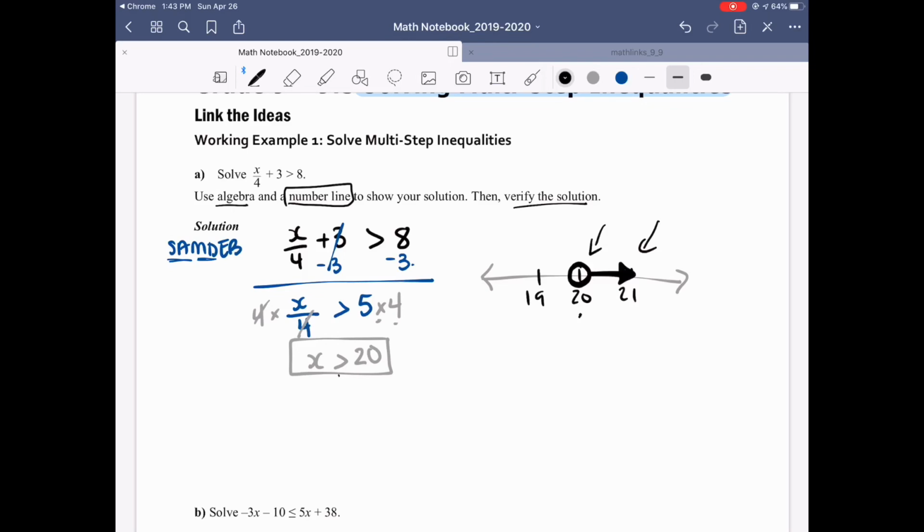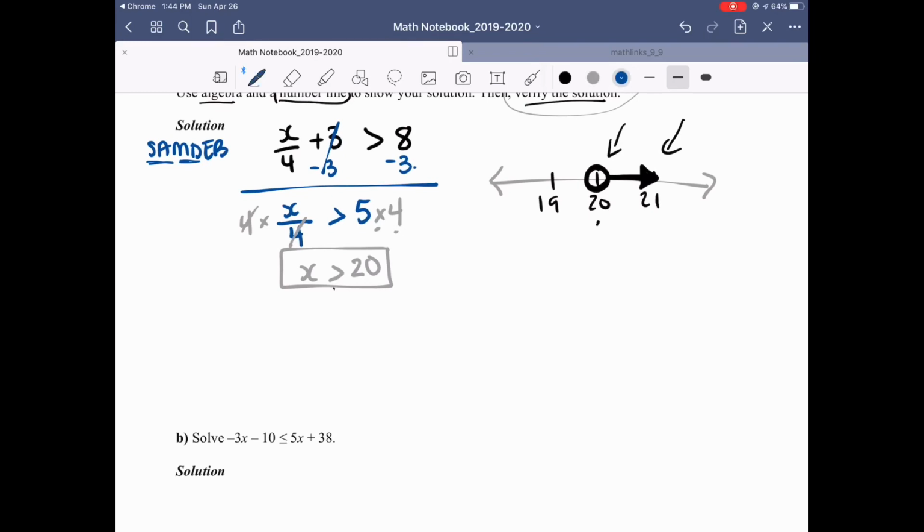The question says to verify our solution. So we can check. If you guys are comfortable making a chart, you can. Or you can plug it in just like what we did before. So on the left side, we have x over 4 plus 3. And on the right side, we have 8. And then it has to be greater than. So we said that x has to be greater than 20. So let's pick a number greater than 20.